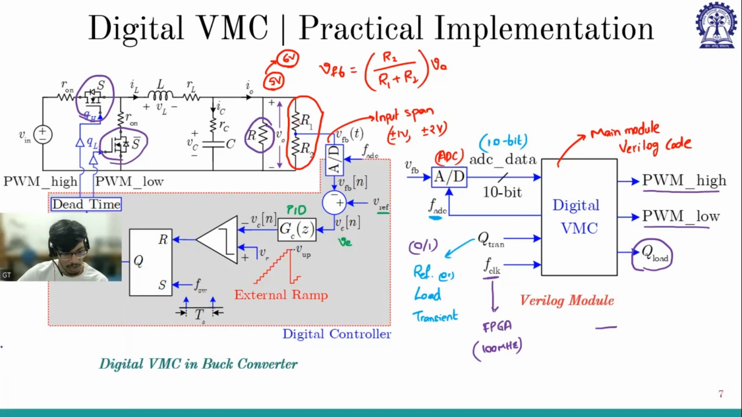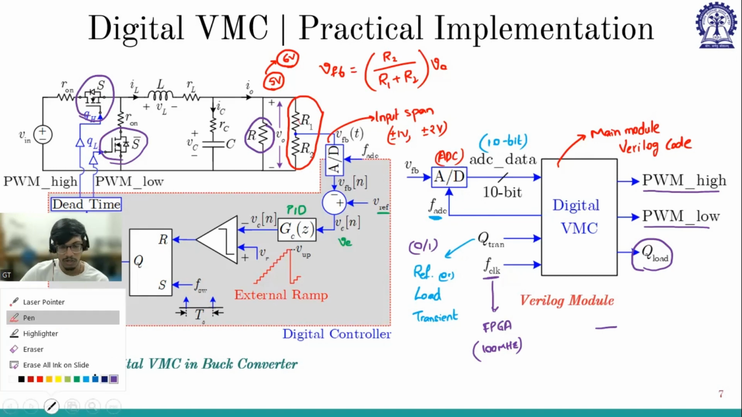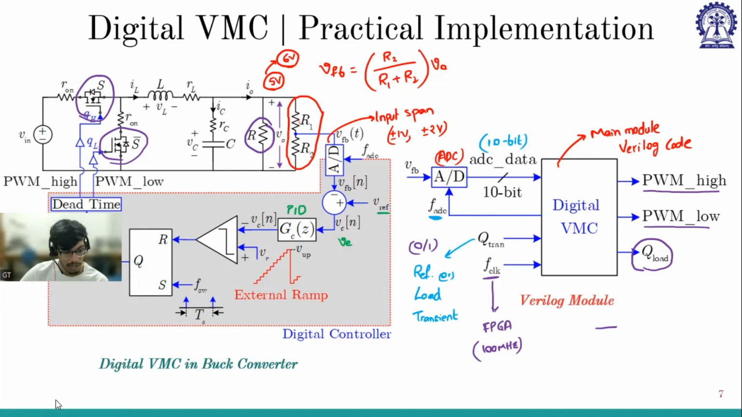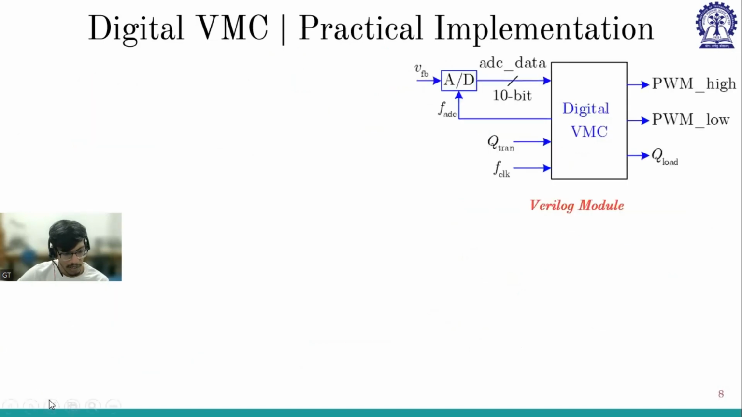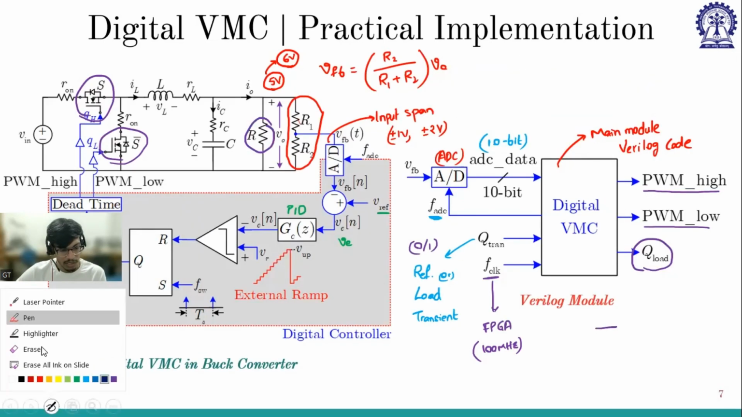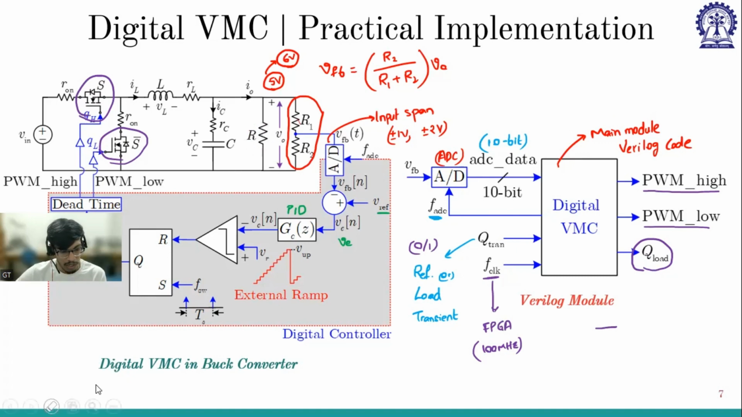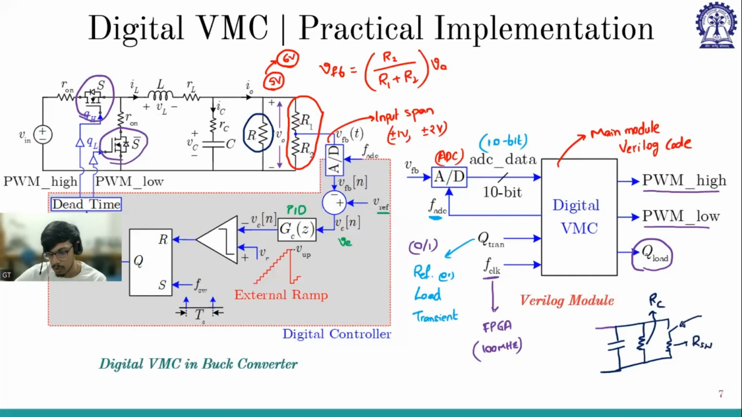Just a minute. Here we have shown only one resistor, but in fact, it is actually two resistors. Let me use this color. Here we have shown only R, but it is not actually R. There are two resistors. This is the output capacitor, and one is RC with a switch. This is the continuous resistor RC, and this is the switch resistor RSW, and the input to this is Q load.